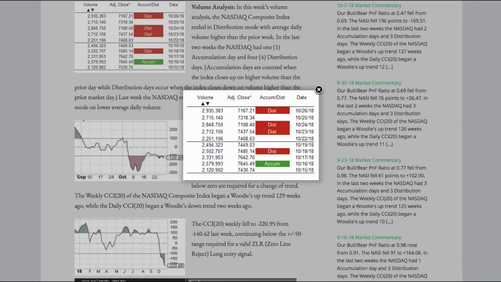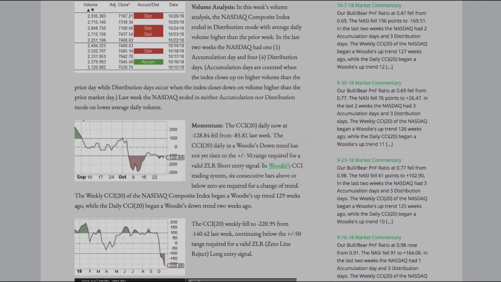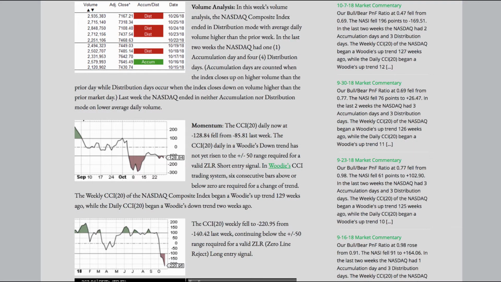Volume analysis. In this week's volume analysis, the Nasdaq Composite Index ended in distribution mode, with average daily volume higher than the prior week. In the last 2 weeks, the Nasdaq had 1 accumulation day and 4 distribution days. Accumulation days are counted when the index closes up on higher volume than the prior market day, while distribution days occur when the index closes down on volume higher than the prior market day. Last week, the Nasdaq ended in neither accumulation nor distribution mode on lower average daily volume.